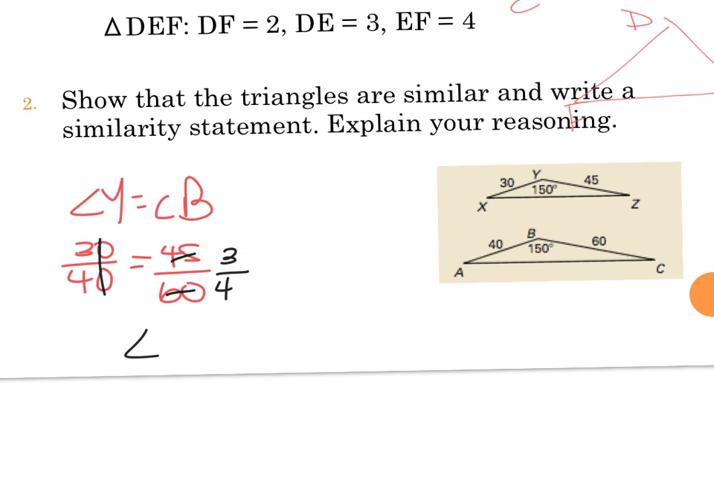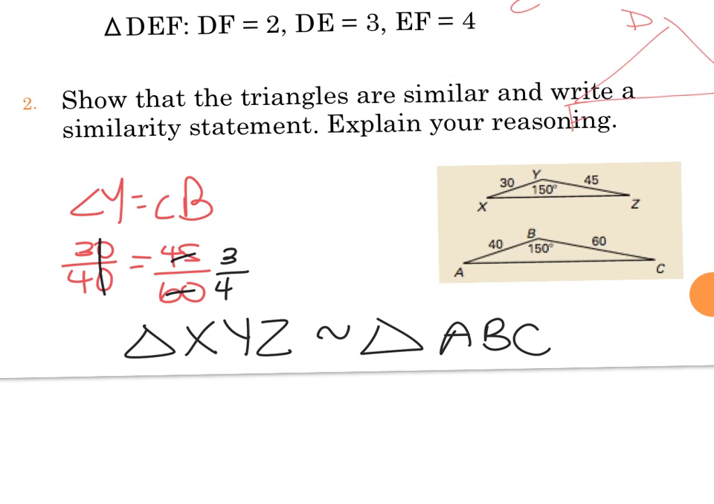So the similarity statement is which triangle is similar to which triangle. So if I say X, Y, Z, then the order of the letters of the other triangle have to be what? A, B, C. And explain your reasoning. This would be side, angle, side, similarity.